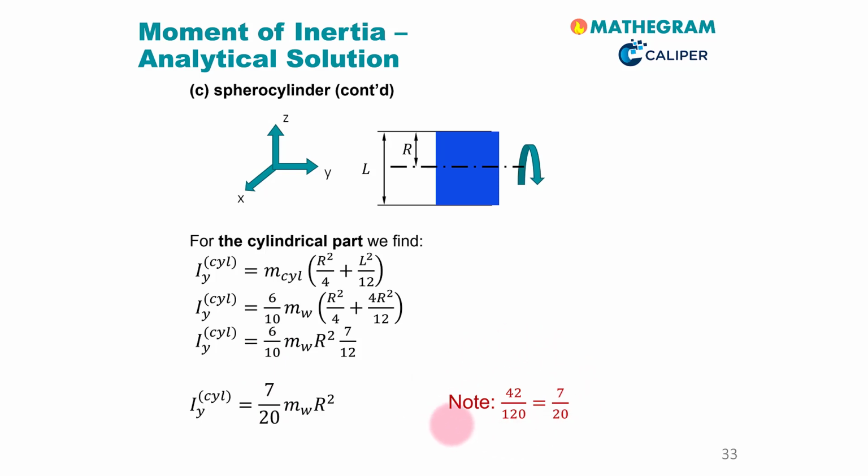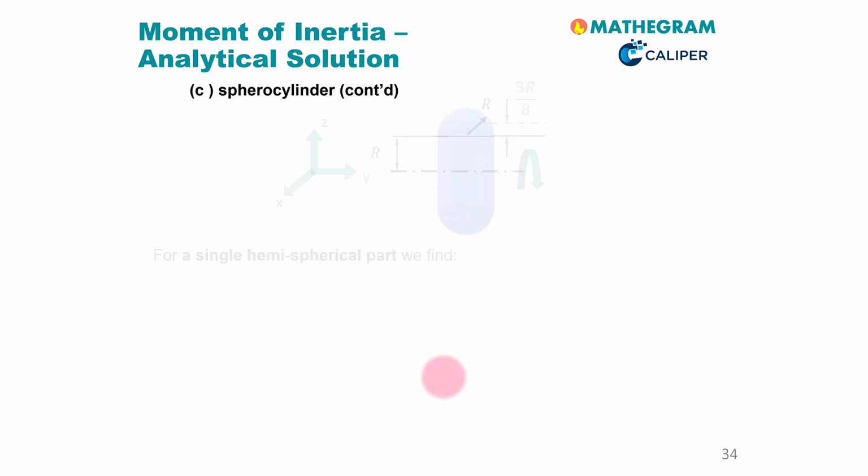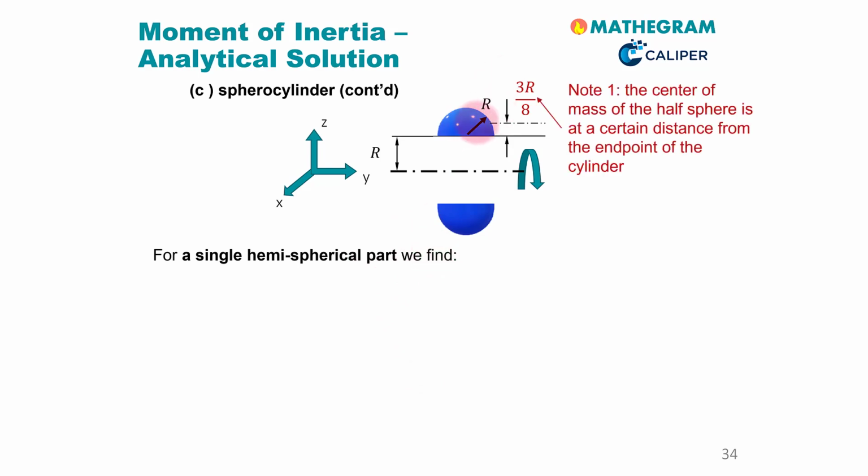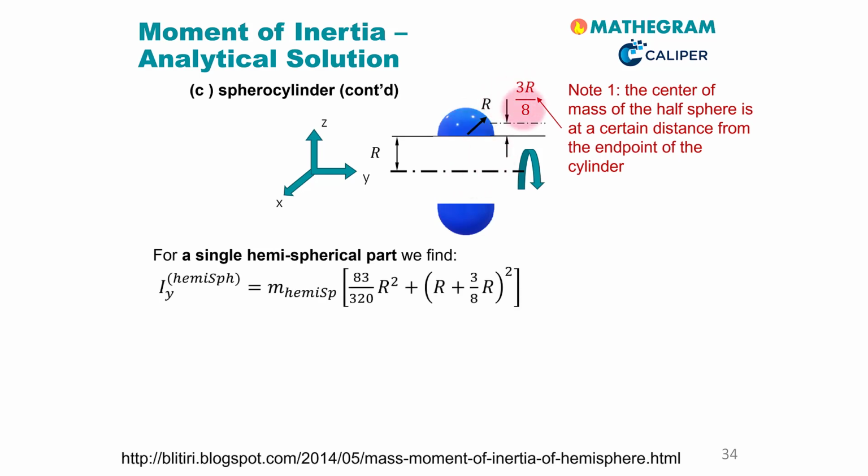The final and hardest part is probably to calculate the moment of inertia of the hemispherical part. Therefore, we have to consider that the center of mass of these hemispheres is not located here at the end of the cylinder, but at a certain distance from this point. This distance is 3/8 times the radius of the hemisphere. We now use again the parallel axis theorem to arrive at this expression here.